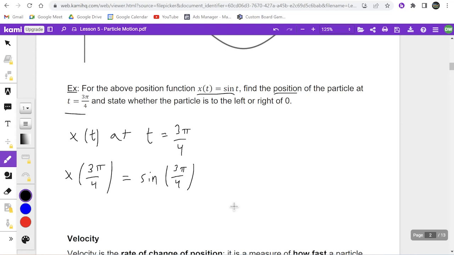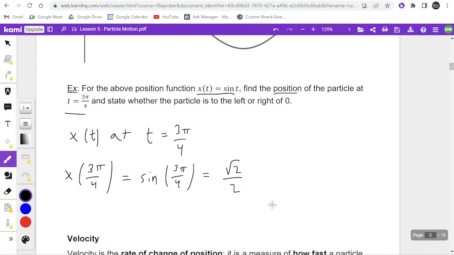Can someone from the audience tell me if they remember? Sine of 3 pi over 4. Is it root 2 over 2? Positive or negative? Positive. It is positive root 2 over 2. You are correct. The reason is that 3 pi over 4 is in quadrant 2, and sine is positive in quadrant 2.